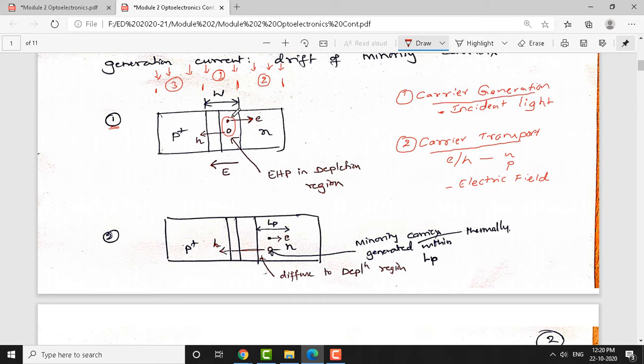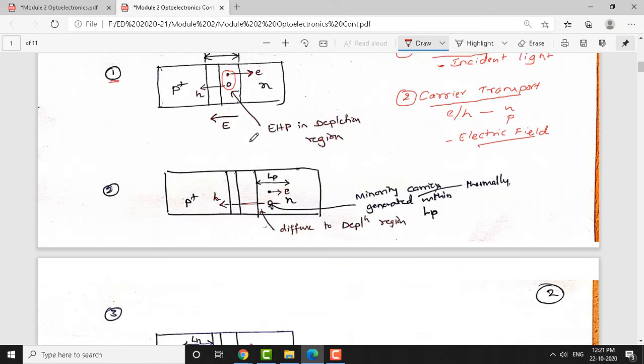Okay. So, this incident light falling on the junction area creates the electron hole pair, and now this field is so strong in the depletion region that it makes the holes move. It pushes, or drifts, the holes into the p region and electrons into the n region. This is carrier transport, which happens basically due to the electric field. Okay, this is with reference to the depletion region.